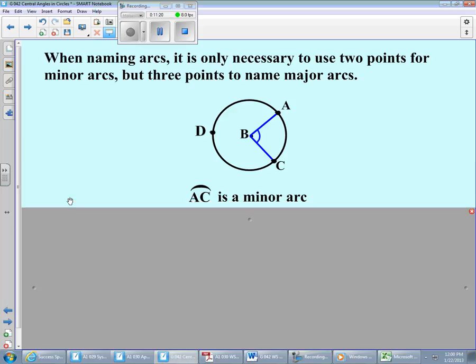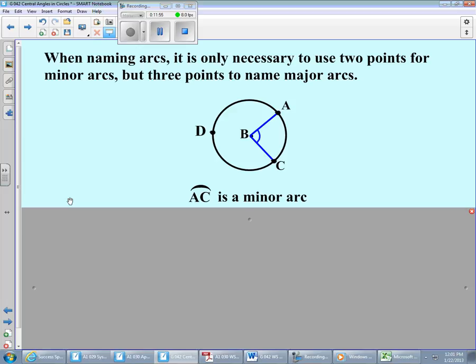Well, it's very easy to say that arc AC is a minor arc. It very clearly consumes less than half of the circumference of the circle. The problem becomes this: that arc uses points A and C as its endpoints. But the major arc coming to the left side of this circle, does it not also use points A and C as its endpoints, wrapping around the left side? It uses the exact same endpoints.